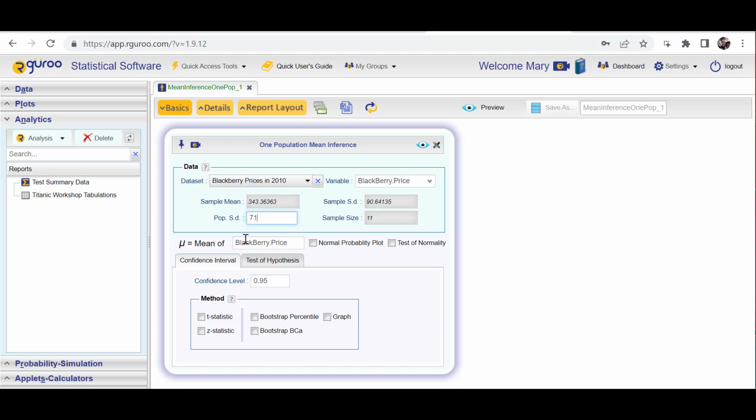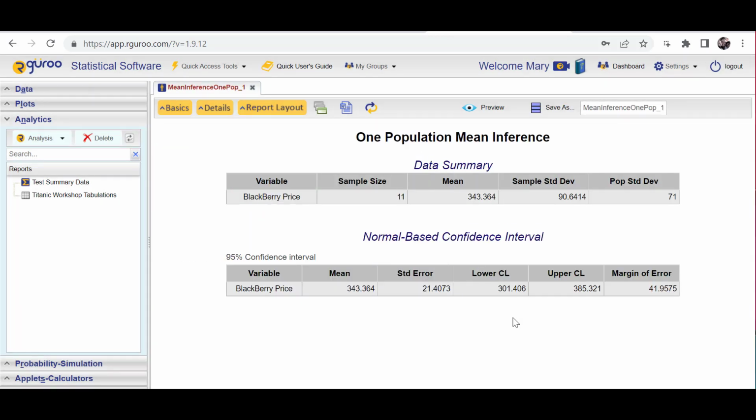All right. And notice it filled in our BlackBerry price here. And then our confidence level is 95%. That was my default here, so I'm going to leave that there. And it is a z-statistic since we know the population standard deviation and because I told you that the data was normal. All right, here we go. And it looks like it falls between $301.41 and $385.32.